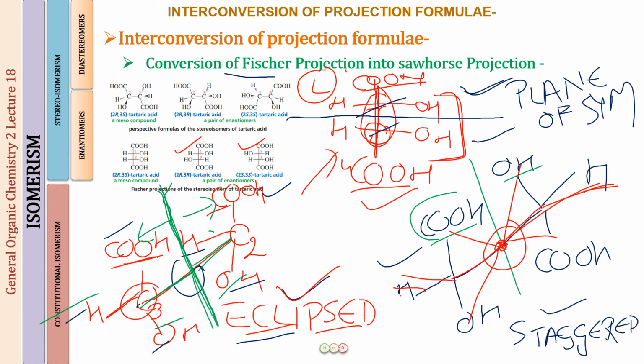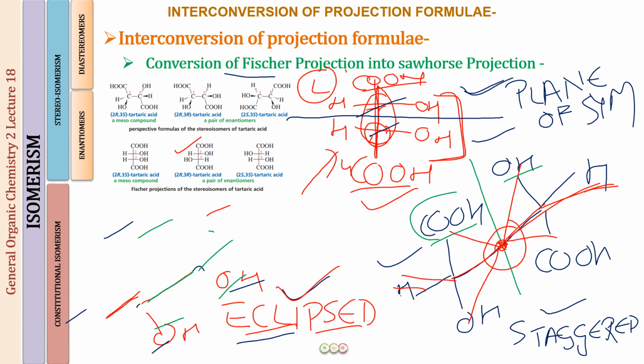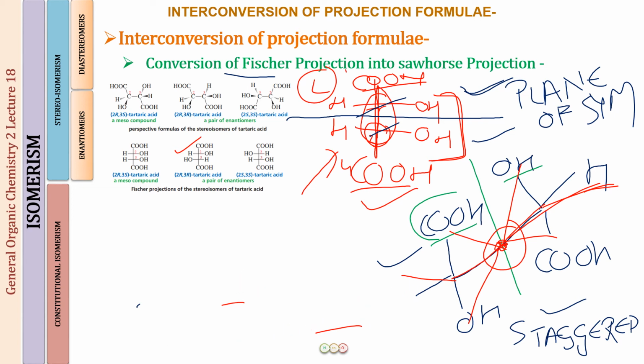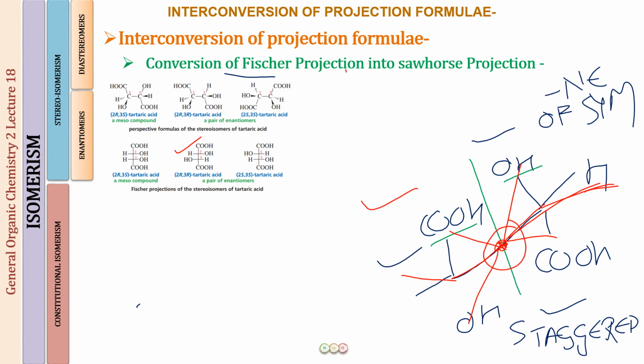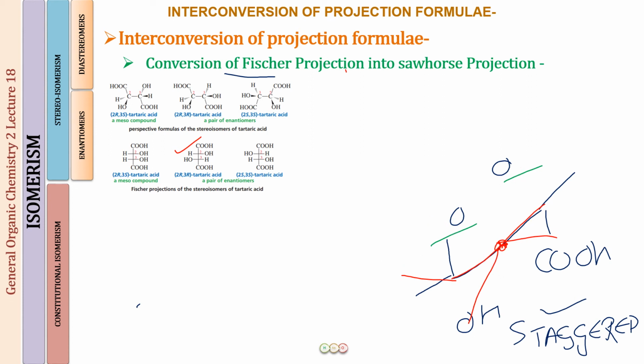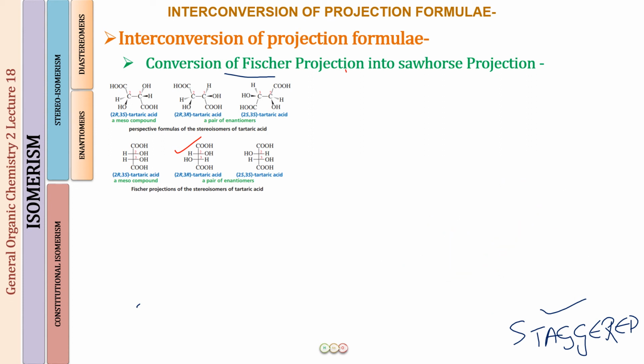So always remember that in the Fischer projection, we have the groups oriented in such a way that the groups which are attached to the carbons are eclipsing each other. And that is why we convert a Fischer first into the eclipsed and then into the staggered. If we have to convert a Fischer into a sawhorse, or a Fischer into a Newman, and similarly if you have to convert a sawhorse or a Newman projection into a Fischer projection, you will first be converting them into their eclipsed form and then converting it back to the Fischer. So you will see that with the example.